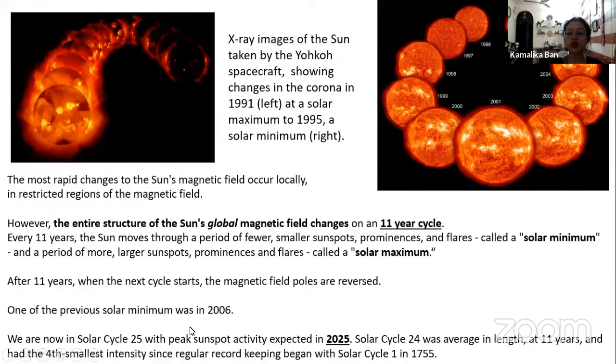Now, one of the previous solar minima was in 2006. And as of now, we are going through a solar maxima, where the peak sunspot activity is expected in 2025, which is next year. As you must have also heard in the news, a lot of telecommunication disturbances have happened in the recent past, especially the last 6 months.